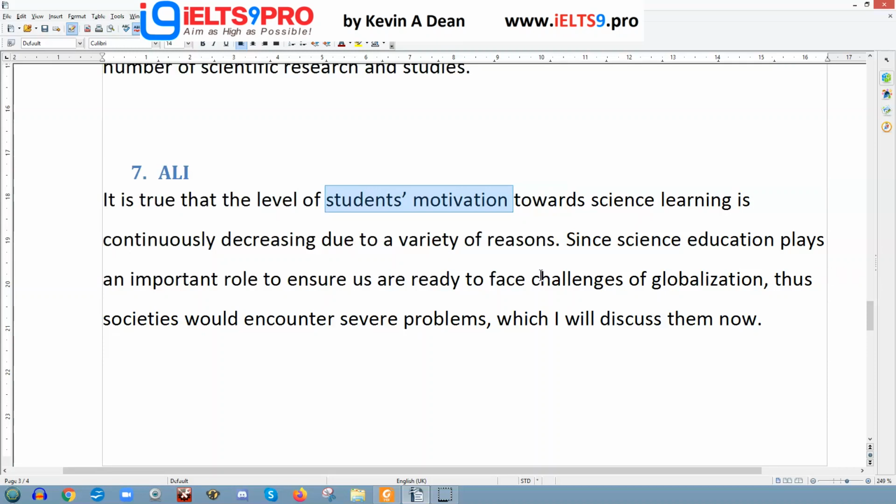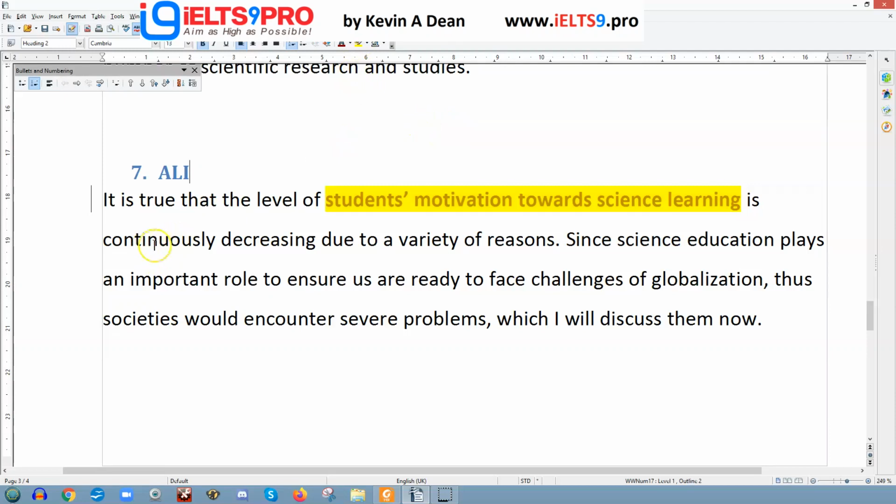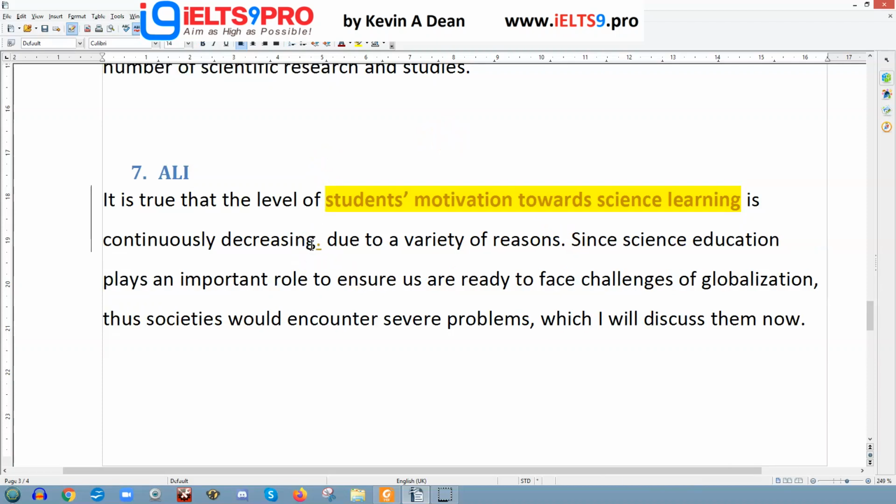It's true that the level of students' motivation towards science learning doesn't really say that either. It specifically says student numbers at uni, which is not what that says. That's not the same as student enrollment numbers at university. That's not the same. Continuously, again, not the same as constantly, decreasing due to a variety of reasons. Well, you don't need to say that, just simply end it there. Then tell me the reasons.